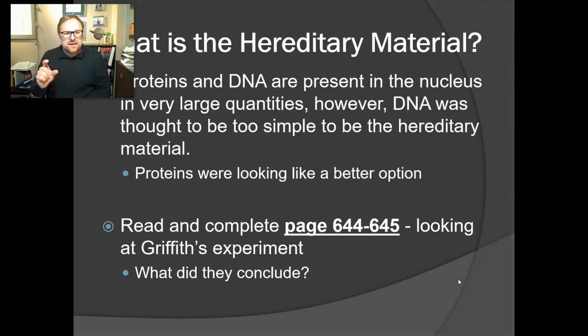Now, mouse D is the interesting one. What they did to mouse D, if you remember, is they mixed heat-killed S cells, which we know did not kill mouse C, with some R cells. And they injected that into the mouse, and that mouse died. How the heck does that work? Well, there's got to be something that transferred from those dead S cells into those R cells and changed those R cells over to actually kill that mouse. So there must have been some sort of transformation that took place.